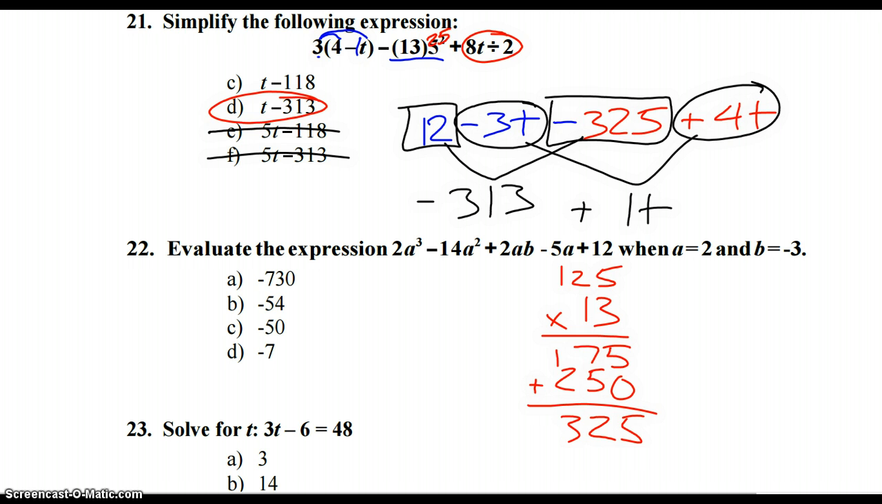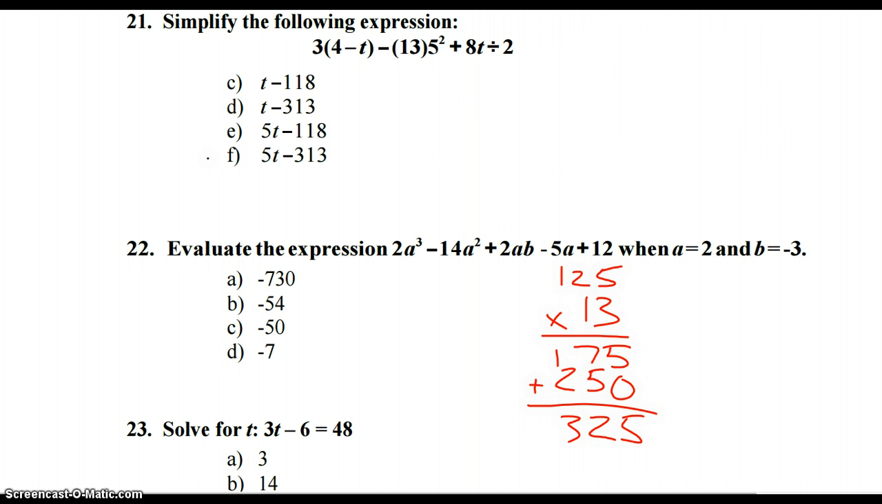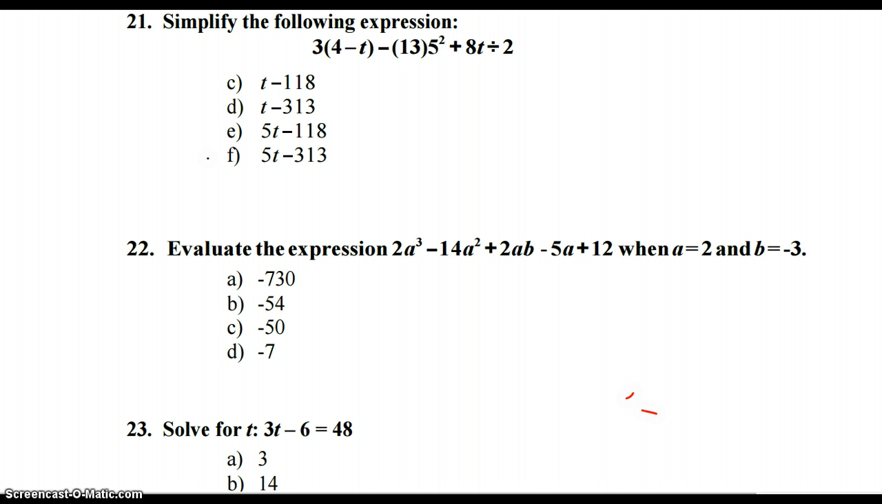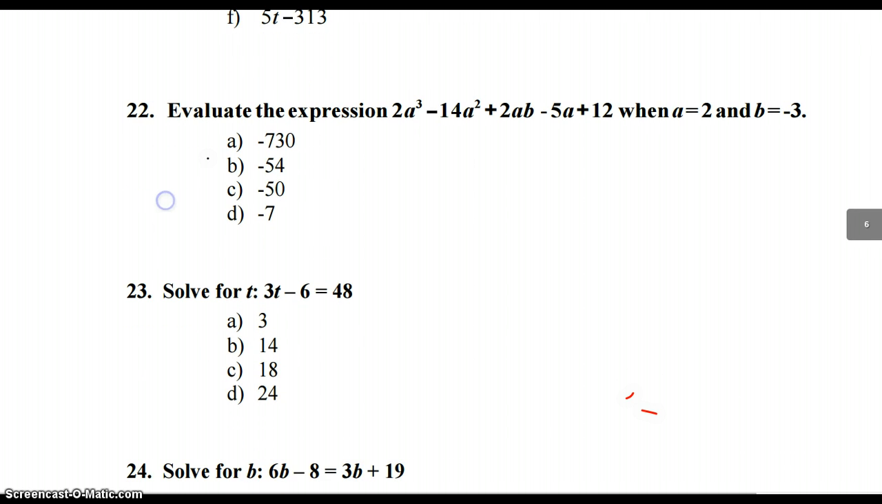So I would have gone A, B, C, D. I'm not sure what that was all about, but anyway, that's the correct answer there. Okay, get rid of this too. And we'll check out number 22, evaluate. So we're going to evaluate again, and we're going to plug some stuff in for a lengthy expression here. So A equals 2, B equals negative 3. So let's plug everything in first.